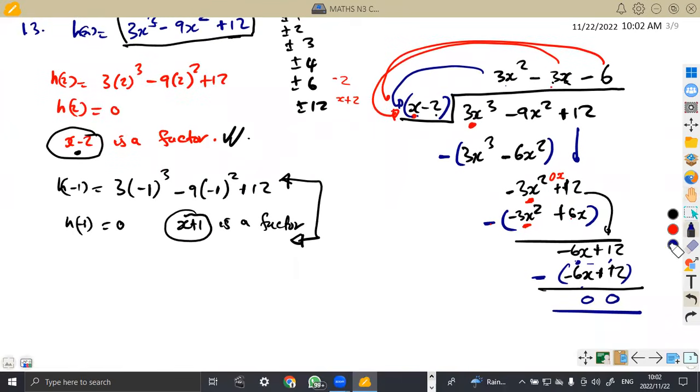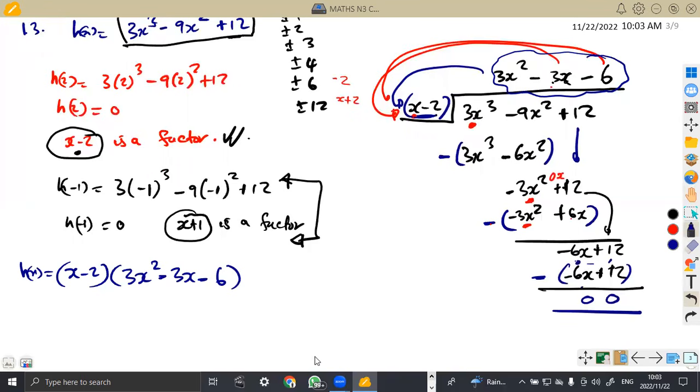We obtained the first factor, so this is what we are going to have for our h of x. Our h of x is equal to x minus 2. That was our first factor, x minus 2. Now we obtained a quadratic expression, this one on top. So this is the other one that we're going to write, which is 3x squared minus 3x minus 6. So that's what we have. We are not yet done because this is a quadratic expression. We are supposed to factorize it fully.